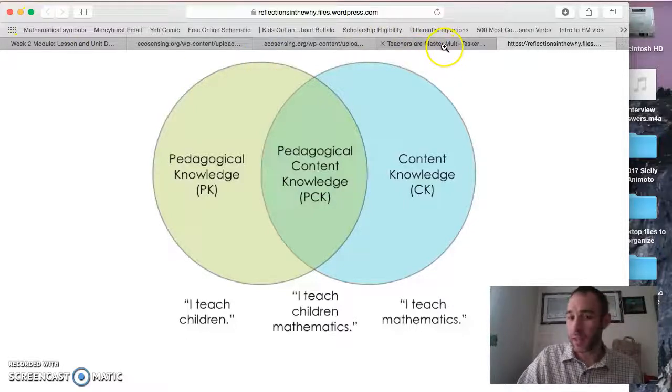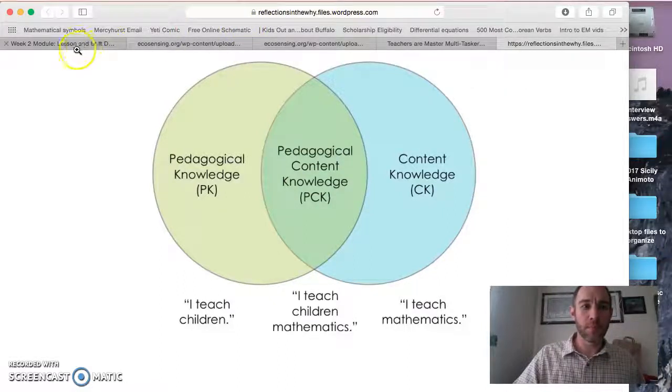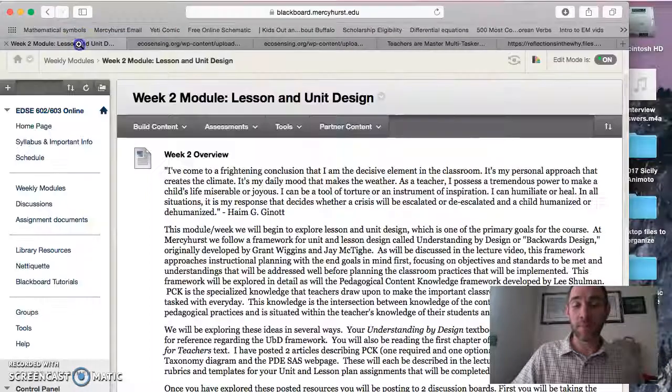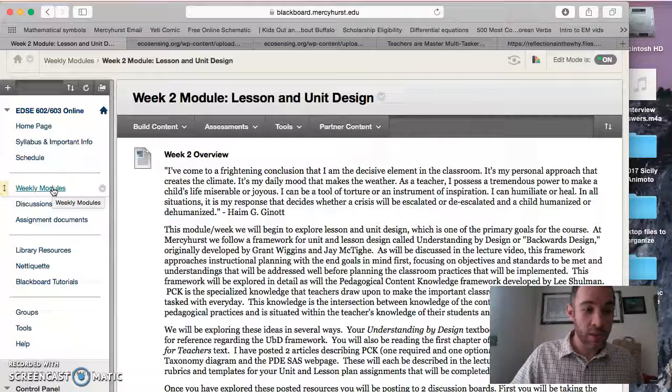And understanding that, I think, is really important. Understanding that we as teachers have a very specialized set of knowledge, a specialized knowledge base that we draw from that other professions don't necessarily have. And that's it. As far as content goes, that's what I've got for you.